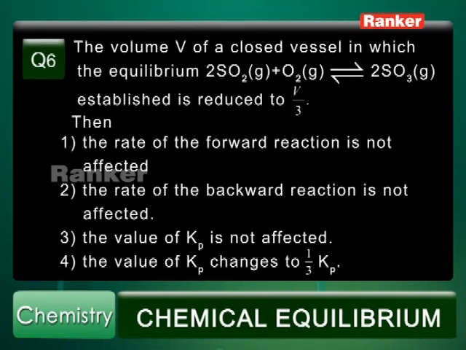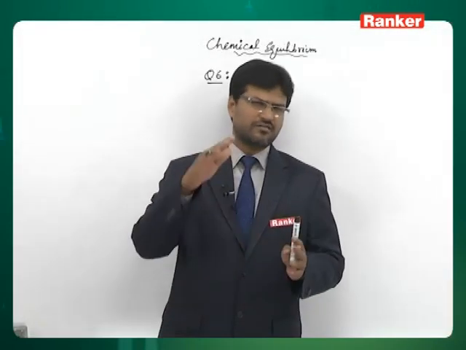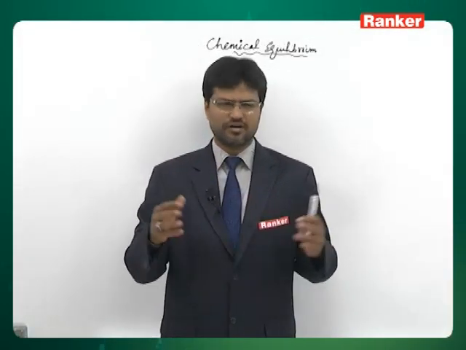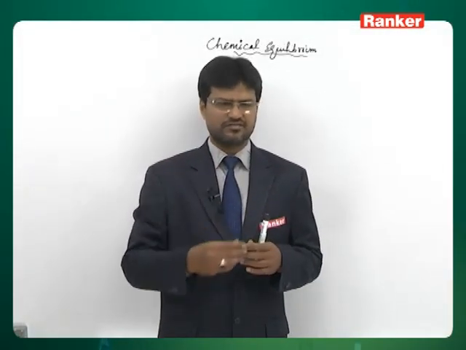The volume V of a closed vessel in which the equilibrium 2 SO2 plus O2 gives 2 SO3 is established is reduced to V by 3. Then, you are just decreasing the volume from V to V by 3. What happens to the equilibrium constant? Let us look at the options.